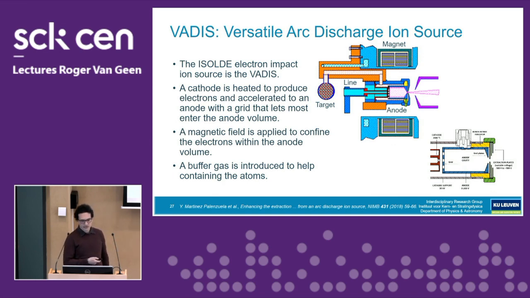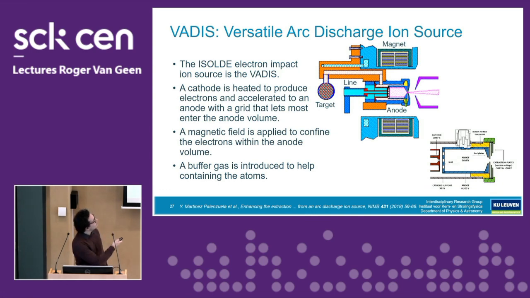There is a cathode here that's heated up and that emits the electrons. And here you have an anode with a voltage difference between the two of a few hundred volts that allows you to accelerate the electrons from one to the other. The little holes you see in that blue anode are actually representing a grid that will let 50 to 70% of those electrons enter your volume.